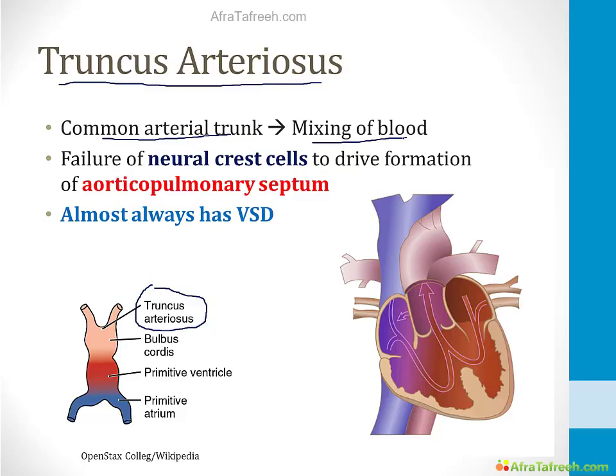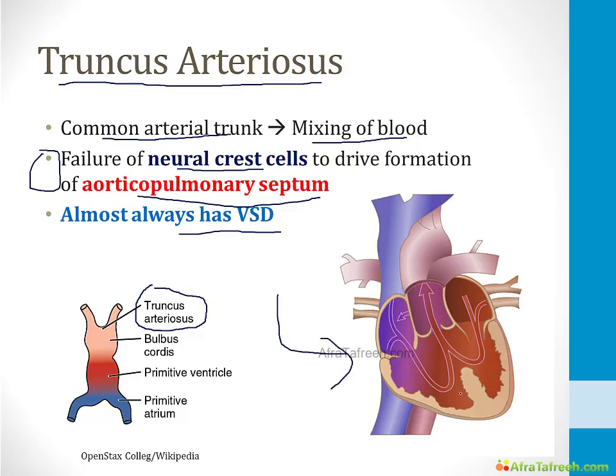One of the most important things for you to know about this for the Step 1 exam is that it is caused by a failure of neural crest cells to drive formation of the aorticopulmonary septum. This is what they are most likely to ask you about on the Step 1 exam. In addition, it often has a VSD, and that creates a situation like what is shown in this picture here, where the right and left ventricles are mixing blood through the VSD and pumping a mixture of blood out into the aorta and pulmonary artery. This results in poor oxygenation of blood and cyanosis in a baby.